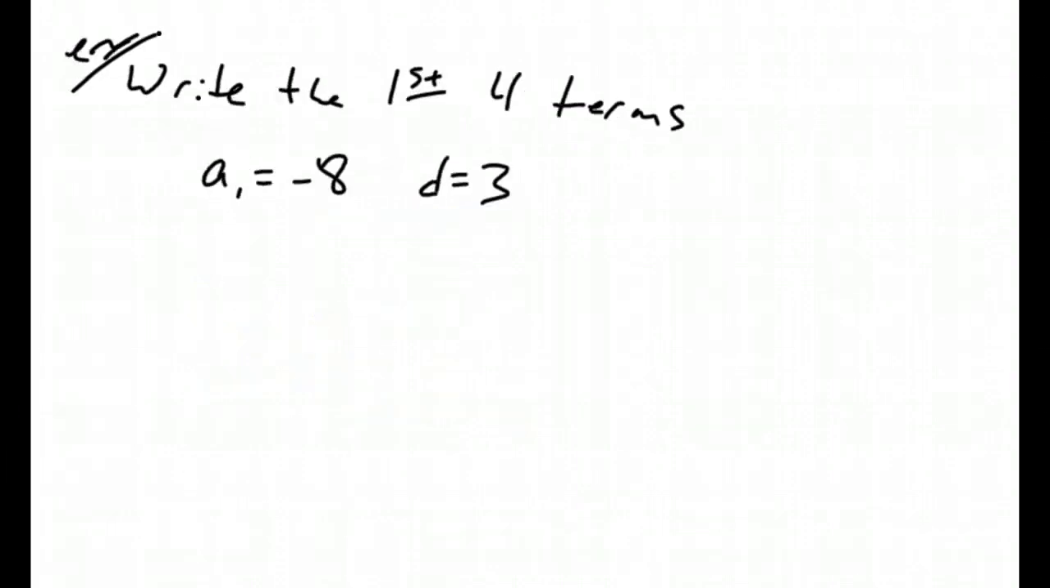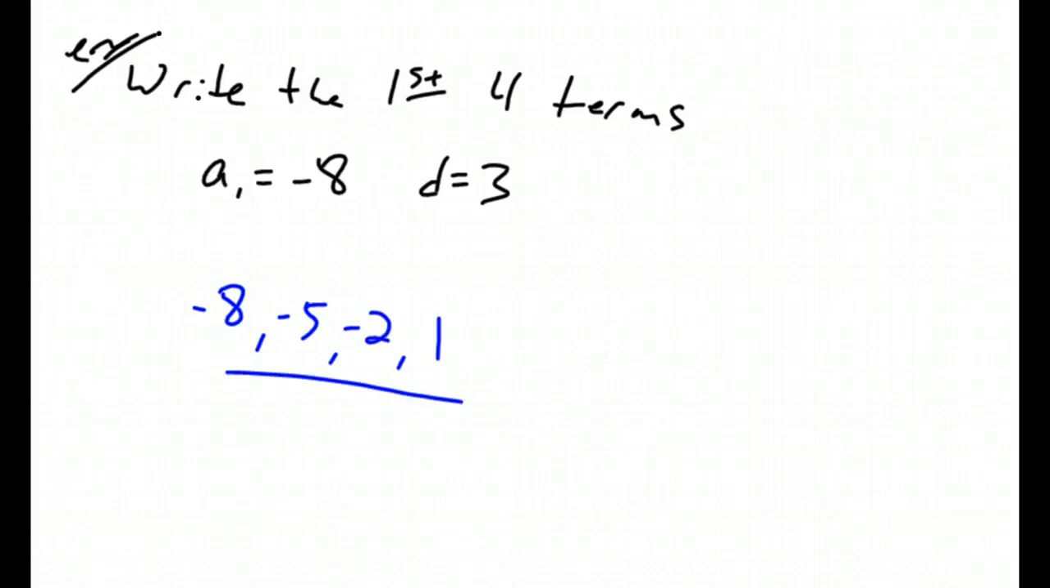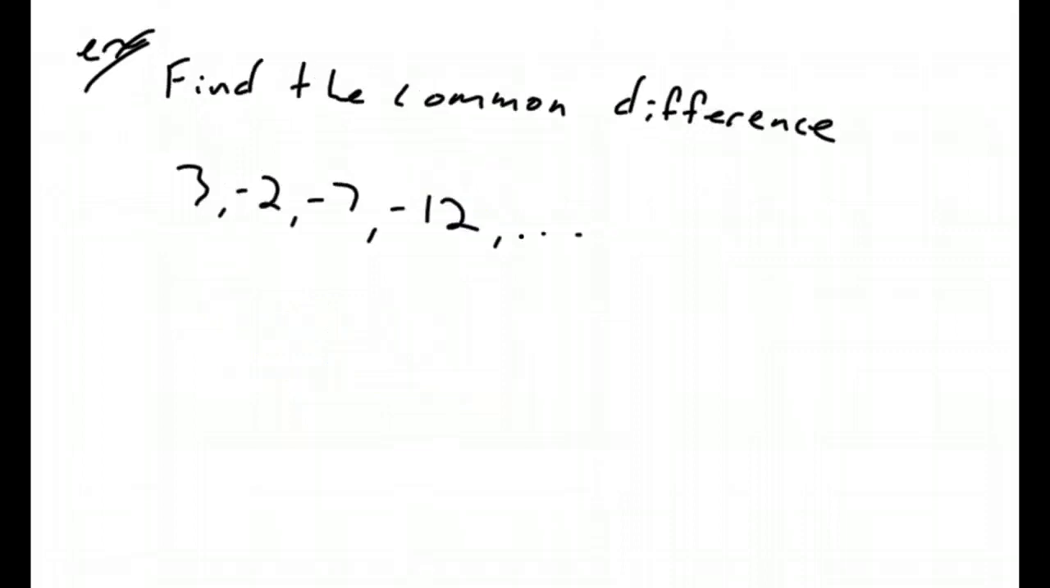All right, another example, same type of problem. It gives you your first term, tells you the difference. So our first term is negative 8, wants us to write the first 4 terms. I'm adding 3 each time, so negative 5, negative 2, and 1. There are 4 terms. They're going up by my difference of 3 each time.